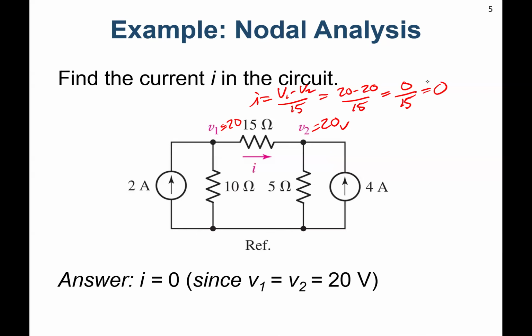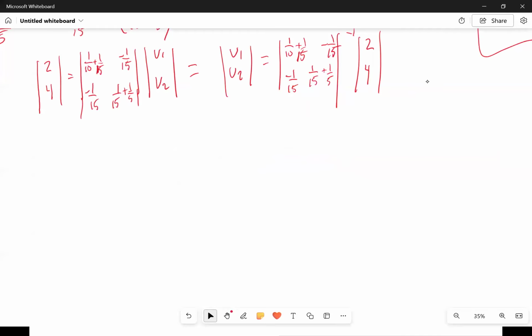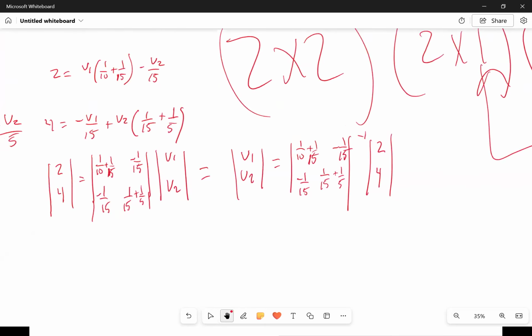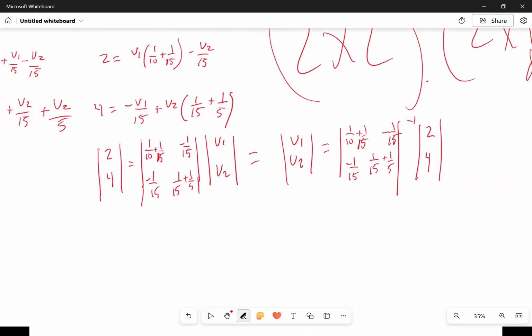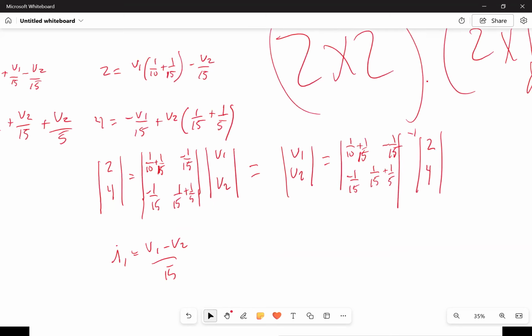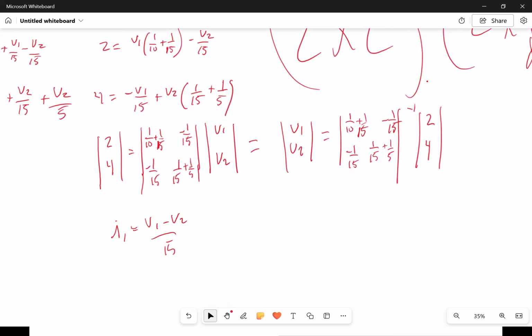And the nice thing about matrices is I have V1 and V2 here. So those are based on these equations that I got right over here, right? I can also write an equation for I1 as being equal to V1 minus V2 over 15, right? Now I can add that into this equation. So you can see I have a third equation over here. So 0 equals V1 over 15 minus V2 over 15 minus I1. That's my third equation, right?